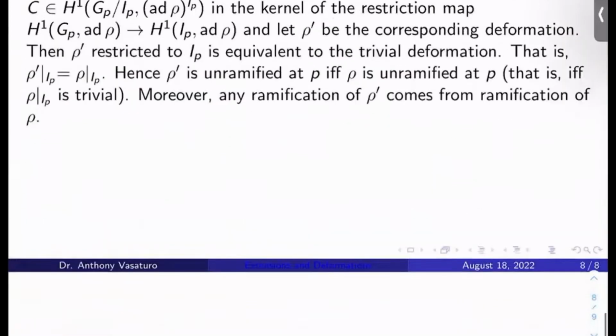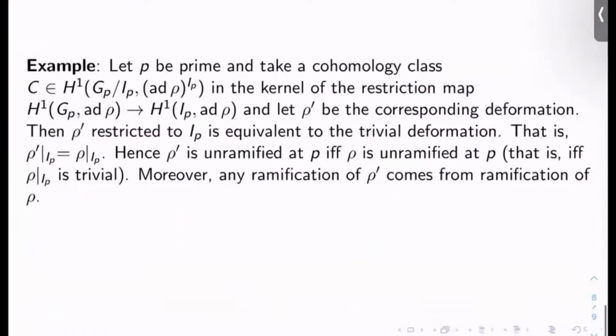So we'll end with a quick example here. Let P be a prime, and we'll take a cohomology class C, an unramified class, basically. So it's a C in H1 of G_P mod I_P, ad rho to I_P, the kernel of the restriction map H1 of G_P, ad rho to H1 of I_P, ad rho. And we'll let rho prime be the corresponding deformation, which exists by the proposition. Okay. Then what happens is rho prime restricted to inertia at P is equivalent to the trivial deformation. That's what's going on here.